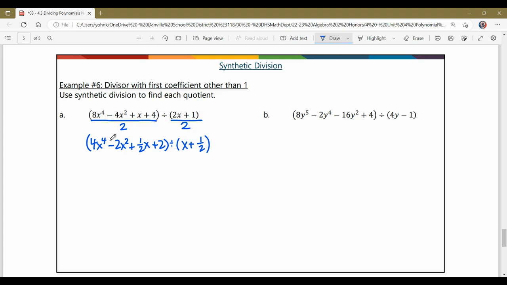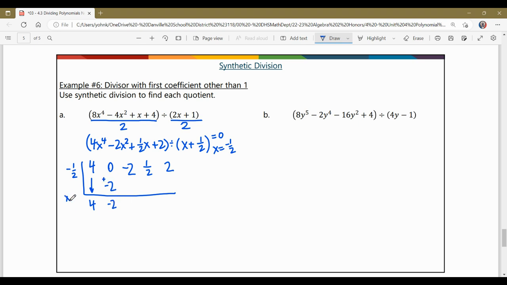So I can synthetically divide. It looks like I'm missing an x cubed term. So I'm going to do 4, 0, negative 2, 1/2, and 2. When I synthetically divide, remember I'm going to pretend this is equal to 0, so I'm going to get negative 1/2. That means I'm probably going to have fractions, but that's okay because you've got a calculator. So let's bring down the 4 and let's multiply. 4 times negative 1/2 is negative 2. Let's add to get negative 2.